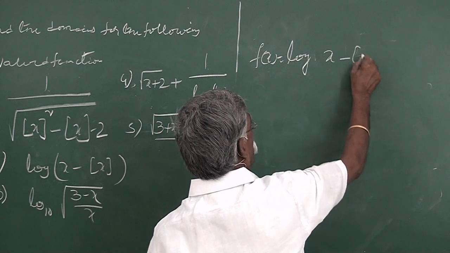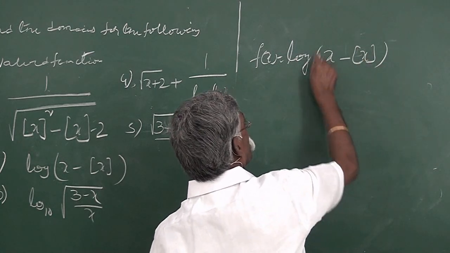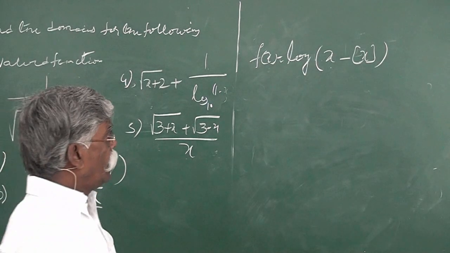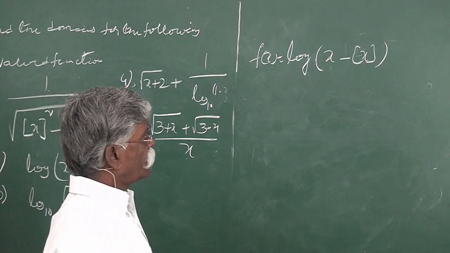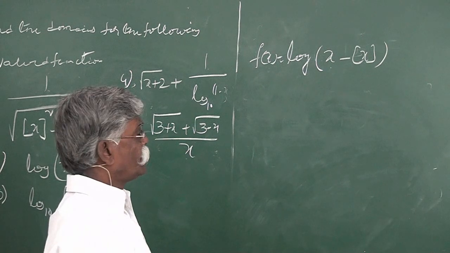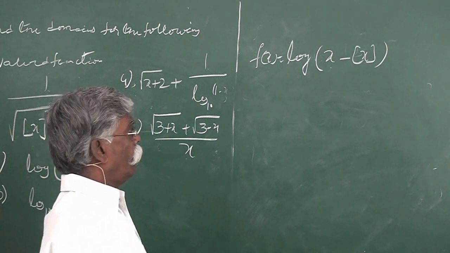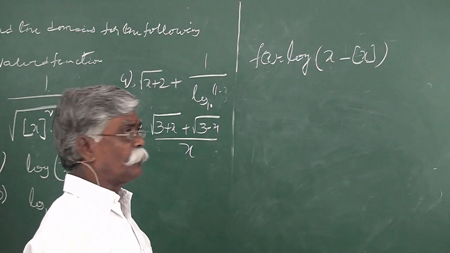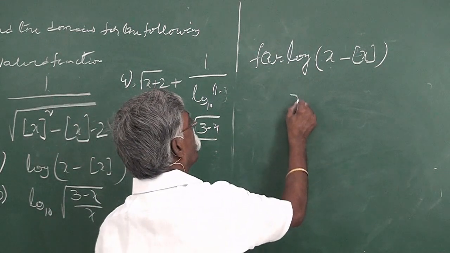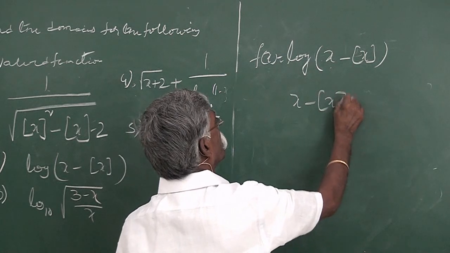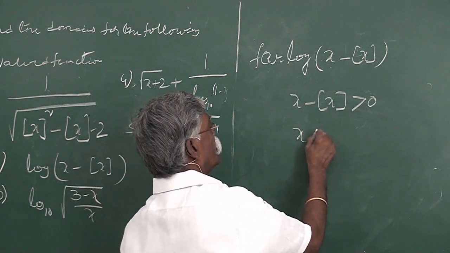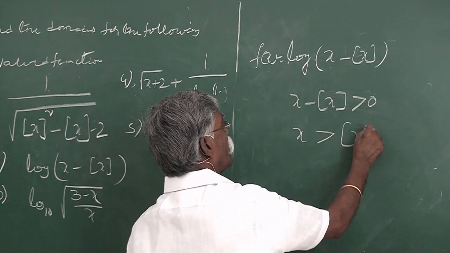Next one, f of x is equal to log of x minus [x], and here x minus [x] is inside the logarithm. Logarithm of something means that something should be greater than 0. Therefore, x minus [x] should be greater than 0. That is, x should be greater than [x].